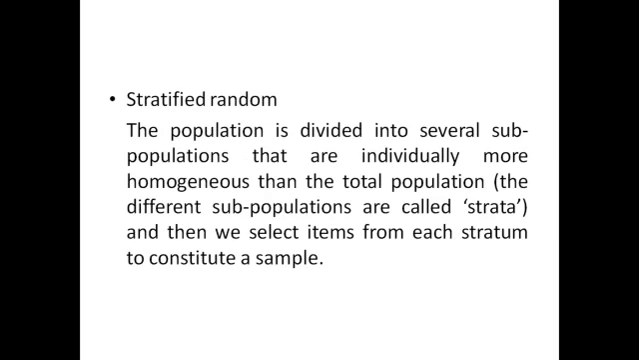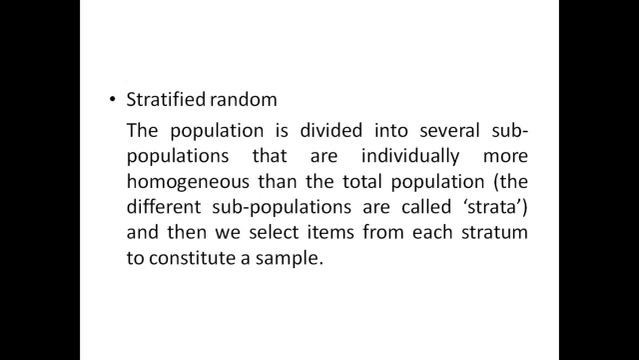Coming to the third type, that is stratified sampling, with regard to random sampling techniques. If a population from which a sample is to be drawn does not constitute a homogeneous group, the stratified sampling technique is generally applied in order to obtain a representative sample. Under stratified sampling, the population is divided into several subpopulations that are individually more homogeneous than the total population. The different subpopulations are called strata, and then we select items from each stratum to constitute a sample.